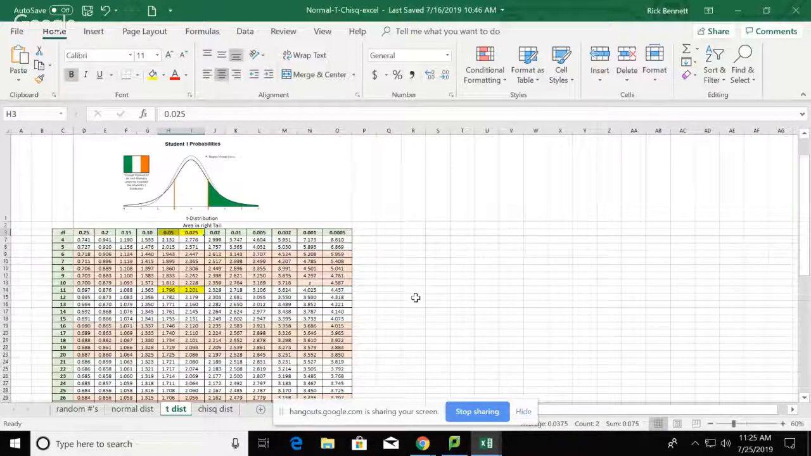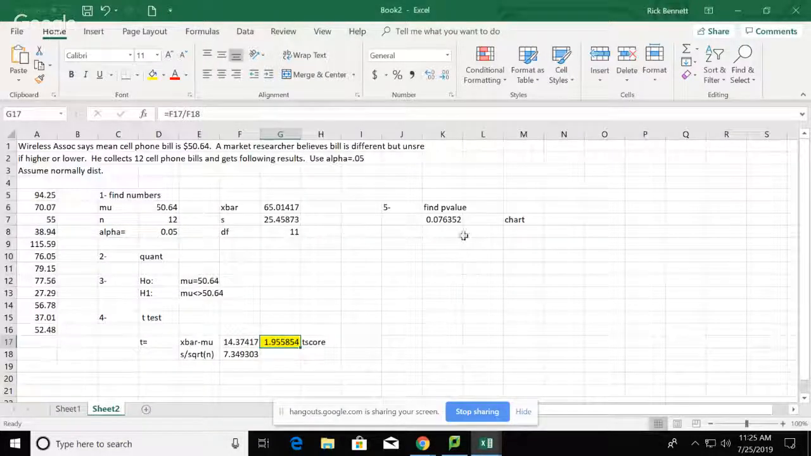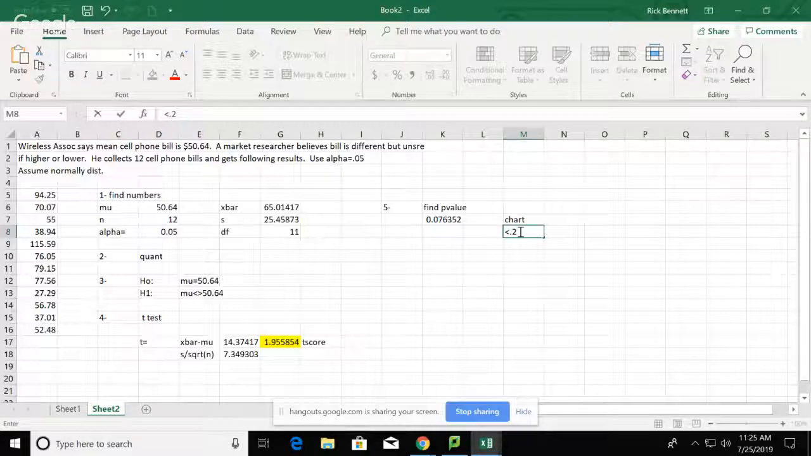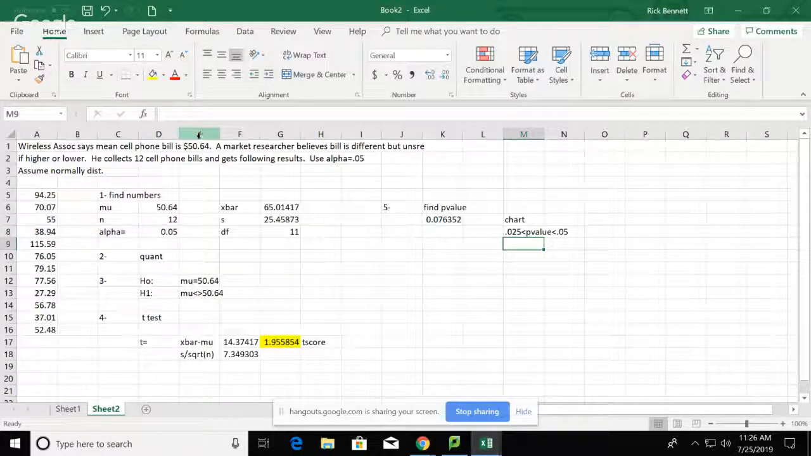Okay. Oh, this was a good one. I'm glad we did this one. Okay, so my p-value is in between what? So it says my p-value is between 0.025 and 0.05. Okay. Now, what do you notice there? Is 0.07 between those values? No, why not?